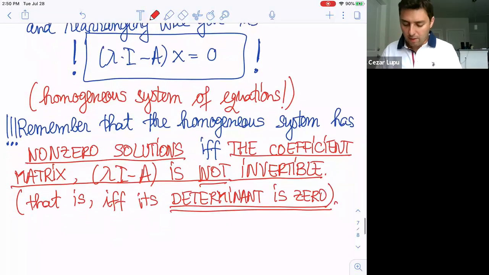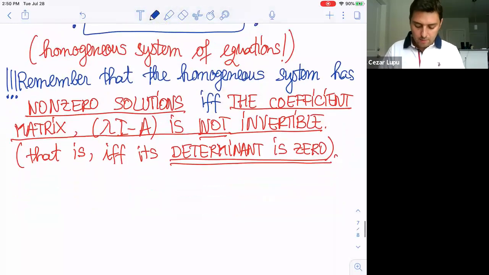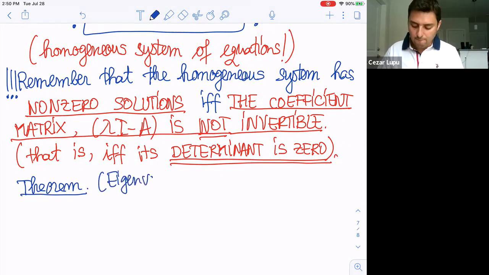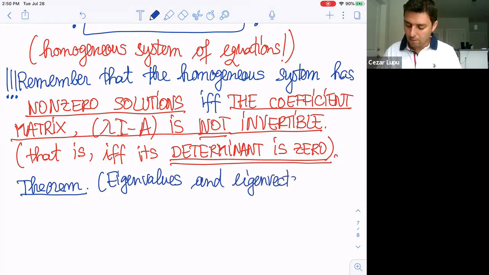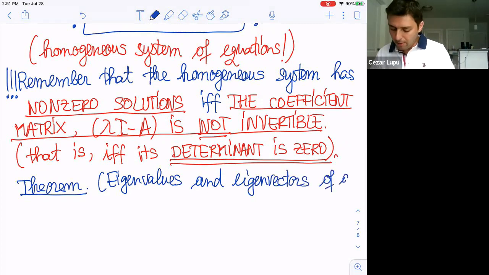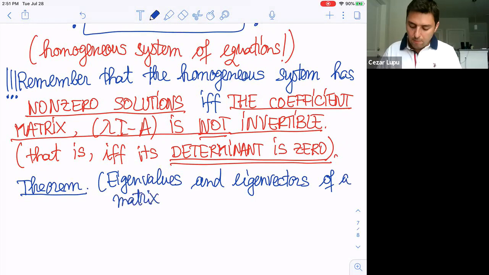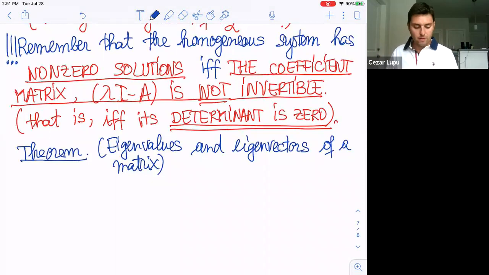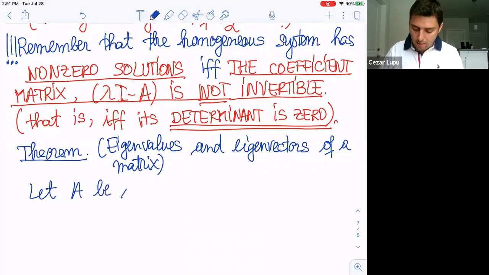Let's translate this formally. This could be formally translated into the following theorem, which will concern eigenvalues and eigenvectors of a matrix. And then we'll see some examples of how to apply this theorem. Let A be an n by n matrix, and we have the following.